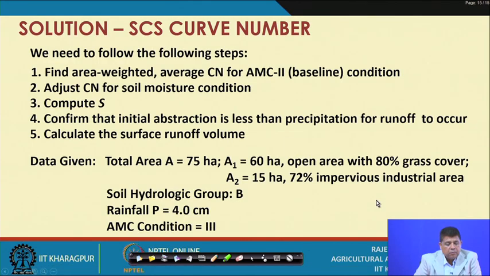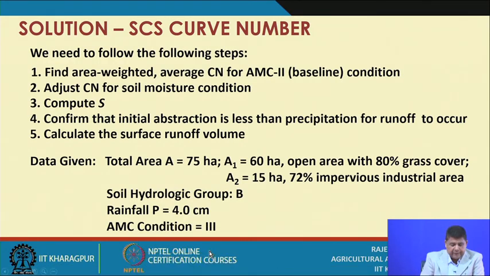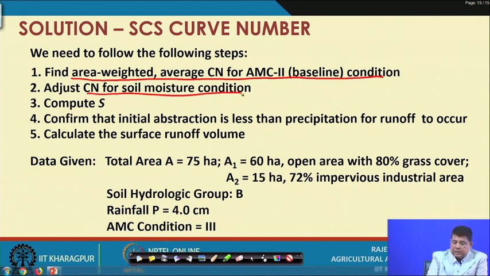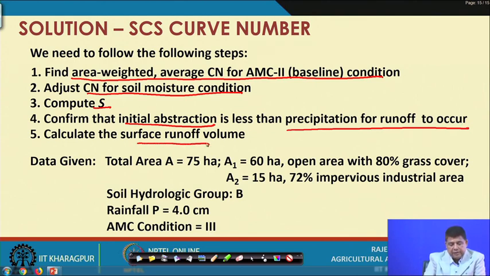So, we need to follow the following steps basically. We have to first find the area weighted average curve number for AMC 2, which is the baseline condition. Then we have to adjust the curve number for soil moisture condition. The problem says AMC 3, so that is why we have to adjust. Then we have to compute the value of S, that is potential maximum retention, and confirm that the initial abstraction, which is 0.2 S, is less than the precipitation for runoff to occur. If it is more than that, then obviously runoff will not occur. And then finally we calculate the surface runoff volume using the SCS curve number equation.